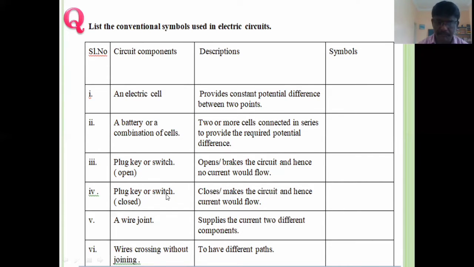Plug key or switch closed. When it is closed, what do we mean by closed? The circuit is completely connected and hence current would flow. No current would flow in case of plug key opened. A wire joint supplies the current to different components. Wires crossing without joining to have different paths.